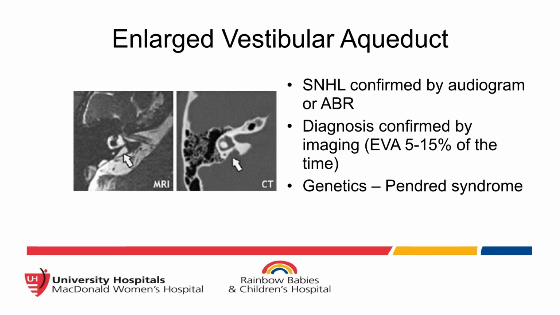Diagnosis is also confirmed by imaging, and I have this image that shows enlargement of the vestibular aqueduct here on the CAT scan, and then here on the MRI. When there's an abnormality noted on imaging, it's going to be EVA 5 to 15% of the time. And then we mentioned my specific patient and her hearing outcomes and the size of her vestibular aqueduct.